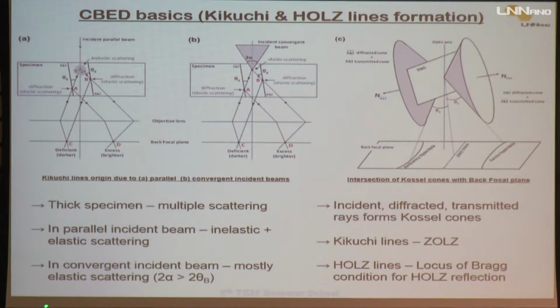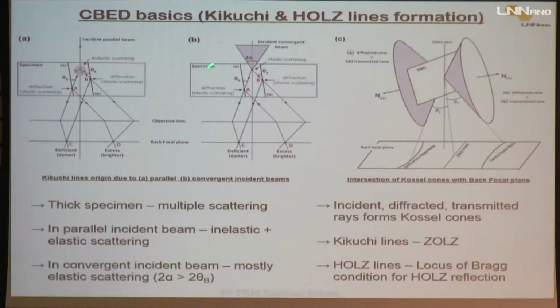These Kikuchi lines, or even the HOLZ lines, can be seen in a parallel incident beam or convergent incident beam. But when we see the Kikuchi lines in a parallel incident beam, the intensity is very low, because the scattering in the parallel incident beam is because of inelastic scattering and elastic scattering. However, in convergent beam, we see the HOLZ lines or Kikuchi lines, and the intensity is much better because most of the scattering in CBD mode is elastic in nature.